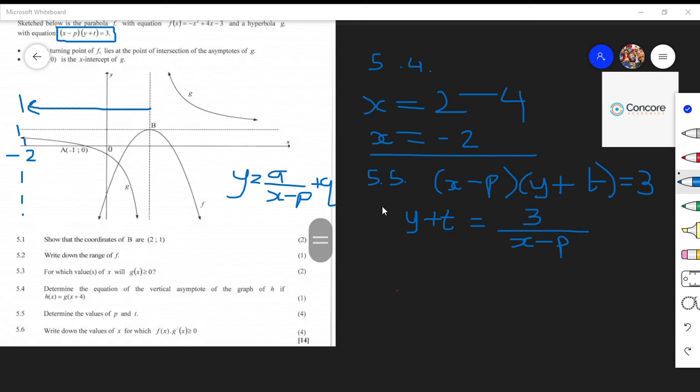Then after that, we can see that we've got y plus t on the left, so we need to get rid of the t. So we can transpose the t to the right side of the equation, and we would then have y is equal to 3 over x minus p, minus t. Okay, and now our equation is written in standard form.